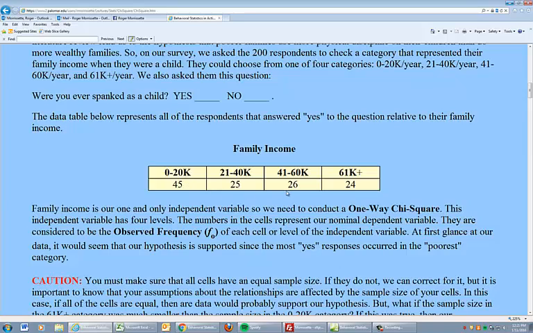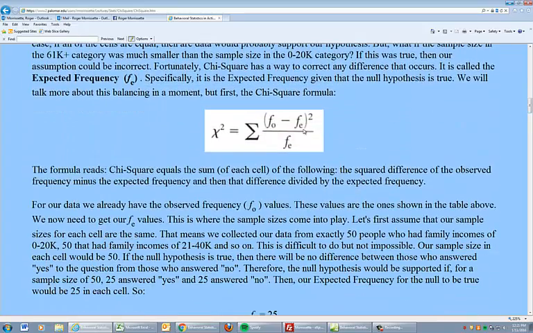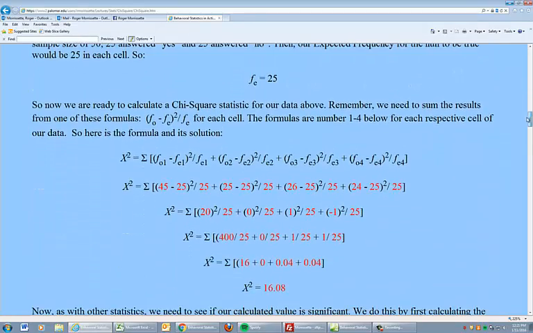25, 25, 25, 25. I hope you get that. Only in a situation where you have an equal number of subjects and you have this dichotomous dependent variable where there's only 2 options, you split it in half and you put 25 here. So the expected frequency for this problem is going to be 25. So wherever you see an f sub e, you're going to plug in a 25. Every single f sub e you see, you're going to plug in a 25, and there it is right there. Plug in the numbers, do the work, you end up with a chi-square of 16.08. Good for you.